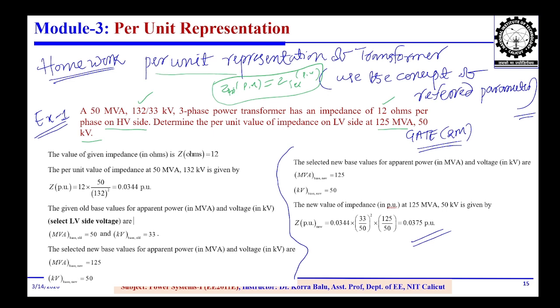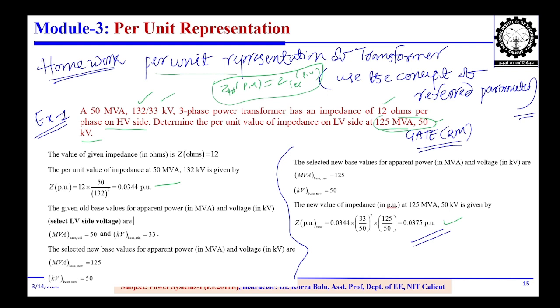Now, according to our per unit system, the impedance in per unit on the primary side and on the secondary side of the transformer are both the same. By considering that, we calculate for the given new base value. After converting the impedance value to per unit, the value is on the old base value, so we need to convert to the new base value. By using the change of base formula, you can calculate the per unit impedance on the LV side on the new base of 125 MVA 50 kV.